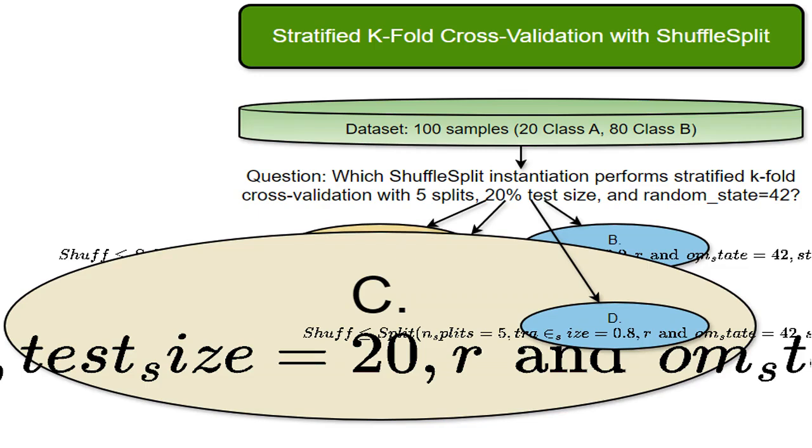I'm using test_size equals 20. That's wrong. test_size needs to be a proportion between 0 and 1, like 0.2, not an absolute number of samples.